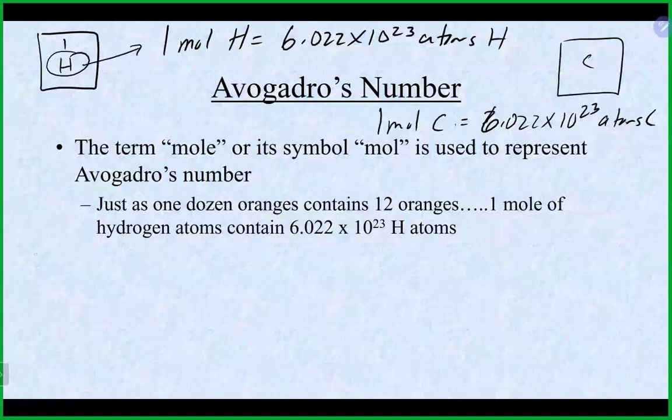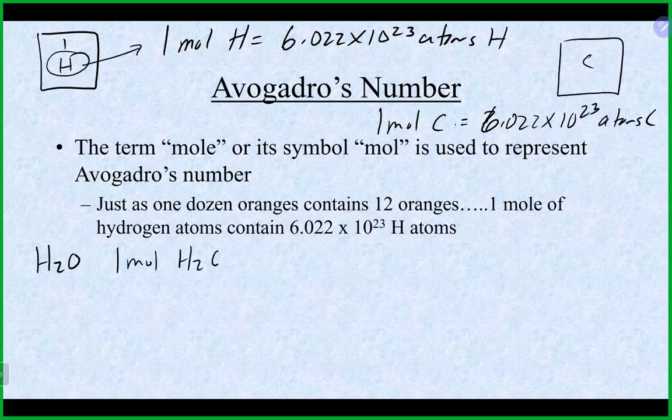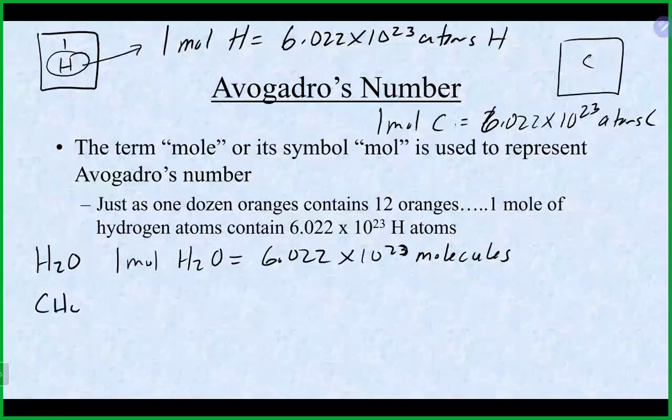By the way, if you had a compound like water, or a molecule like water, you could say in 1 mole of water, there are 6.022 times 10 to the 23. The difference here is, as I was talking about a second ago, we would not use atoms here because water is not an atom, water is a molecule. So the units of Avogadro's number would actually be molecules in this case, because again, water is a molecule. If you had CH4, same deal.